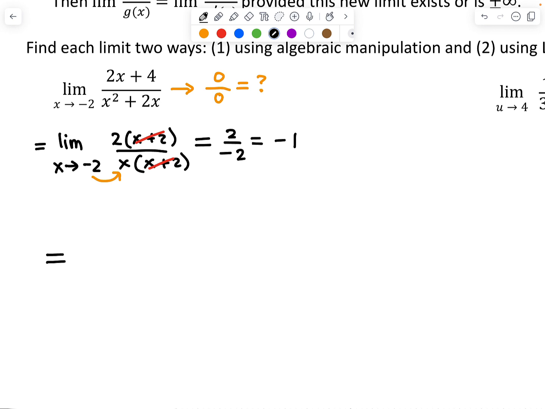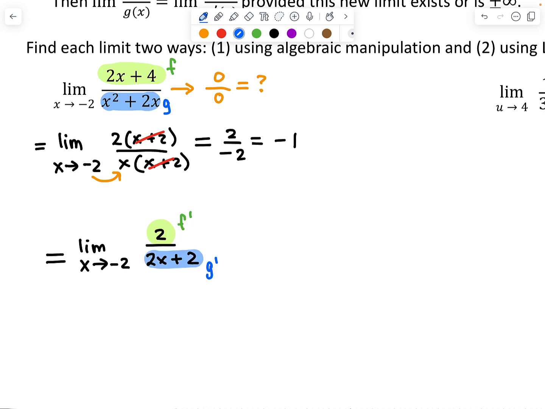Because the original function approached 0 over 0, we can instead do the same limit as x goes to negative 2, but differentiate the numerator, giving us 2, and then differentiate the denominator separately, giving us 2x plus 2. The original numerator was f, and this 2 is f prime. The original denominator is the g function, and this denominator is g prime.